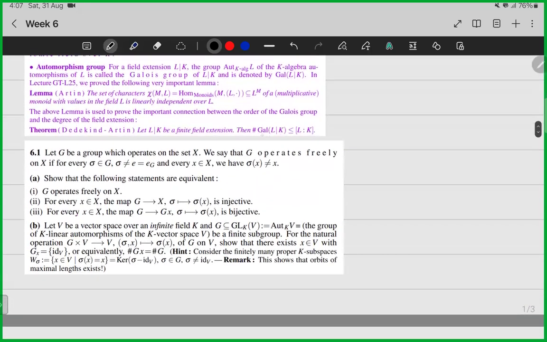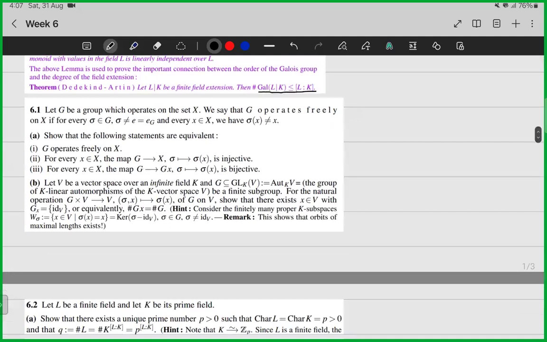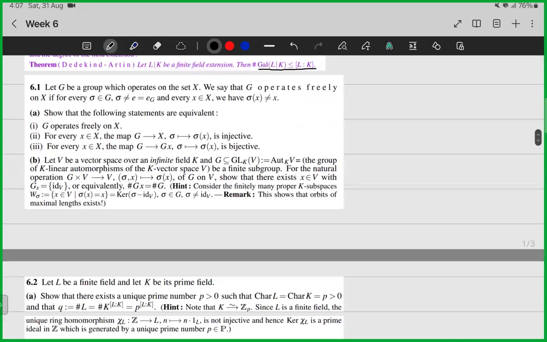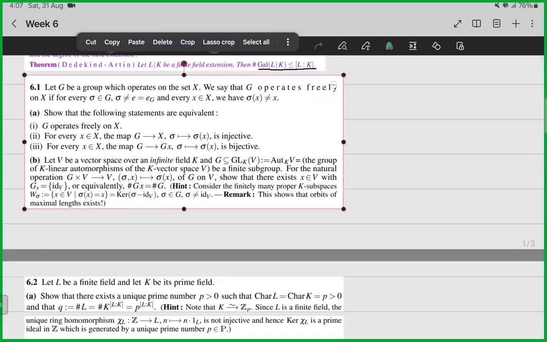Remember this result, the Dedekind and Artin result, which has already been discussed in the last session. This is also important and might be used at some point, but I don't remember when. I have seen these exercises, I hope we'll do this. Okay, let me start with the first exercise.